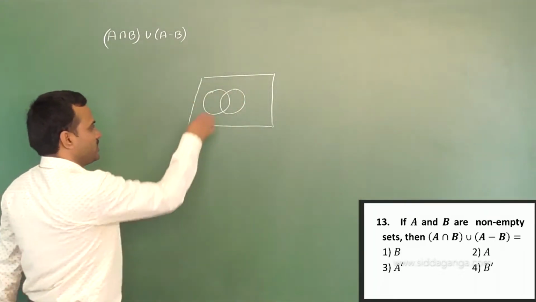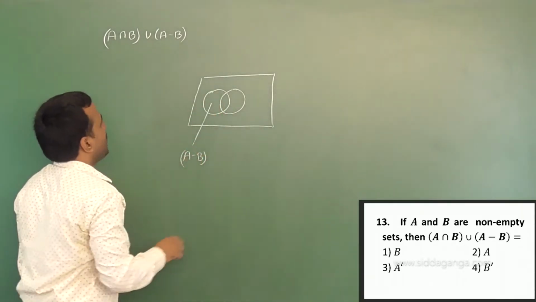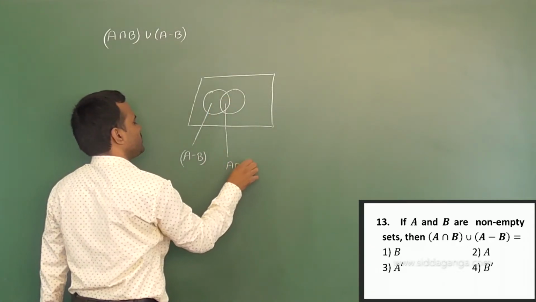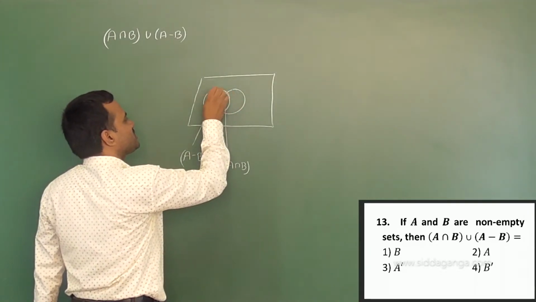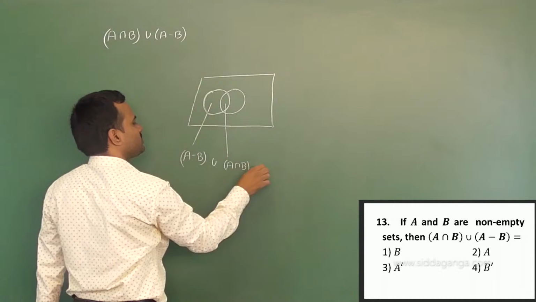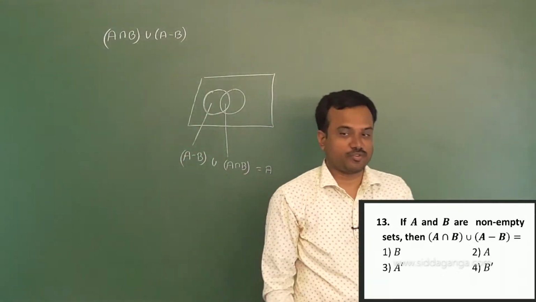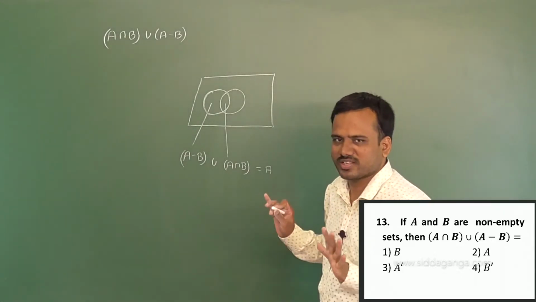Observe here. This region represents what? A minus B. And this region represents what? A intersection B. Very easy. By combining these two regions, it is completely the A set. Complete. This means it is equal to what? A. If you solve by using a Venn diagram, it is very easy to understand, because we want only the answer.